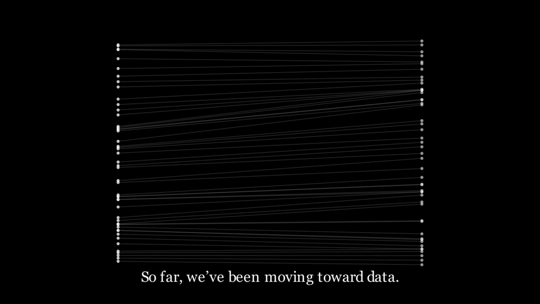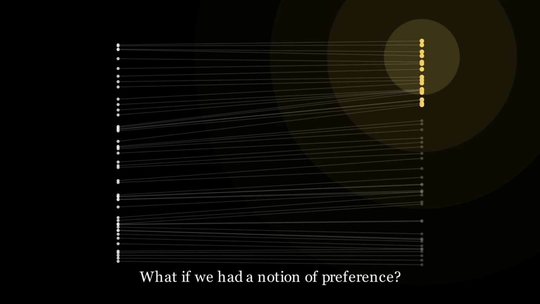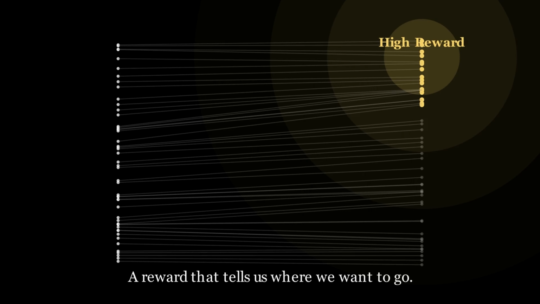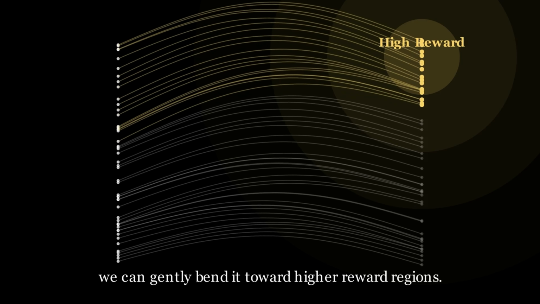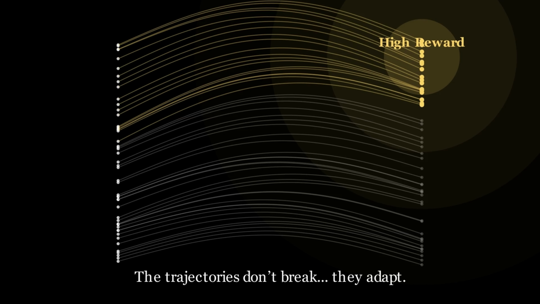So far, we've been moving toward data. But what if not all data is equally good? What if we had a notion of preference, a reward that tells us where we want to go? Then instead of just following the flow, we can gently bend it toward higher reward regions. The trajectories don't break, they adapt. This is reward alignment.